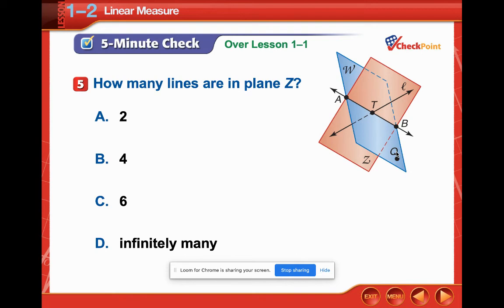All right, cool. Hopefully you're able to figure this one out. There are infinitely many lines in plane Z, okay? Not all of them are shown, all right? The only ones shown in this for plane Z would be line L and ATB, okay? So you said 2. I'll probably spot you some credit for it, but I mean, it's infinitely many is essentially where we're at here, all right?